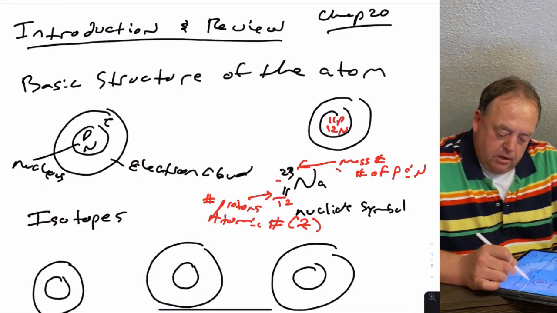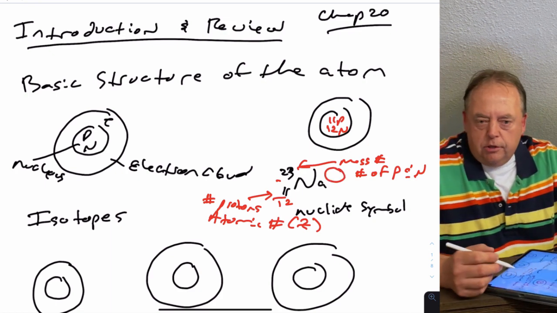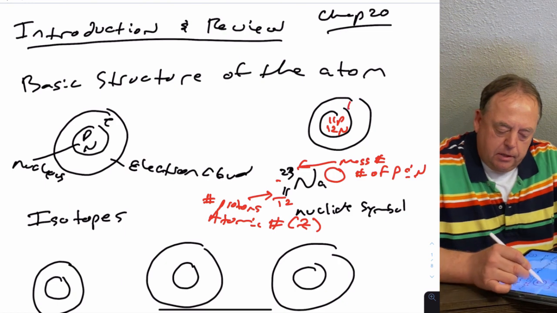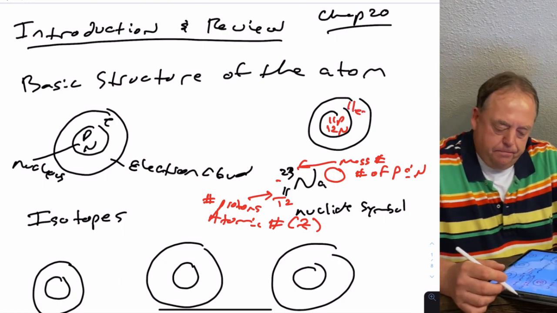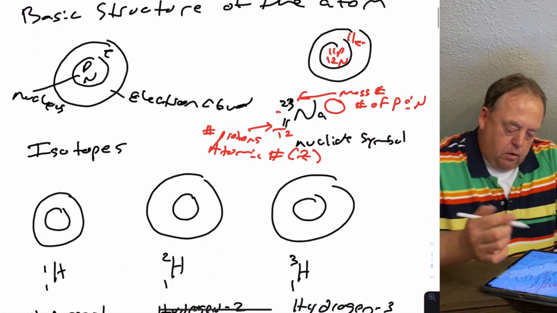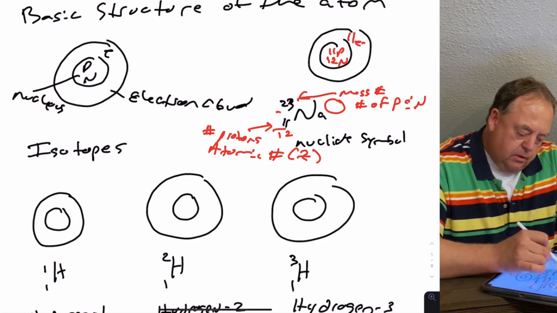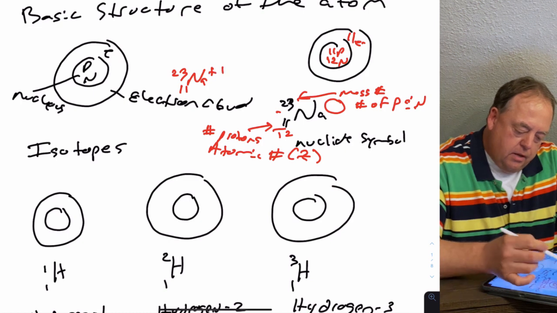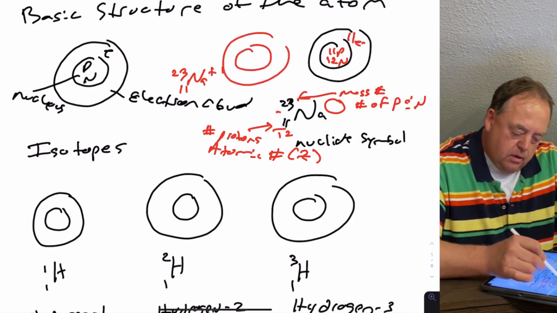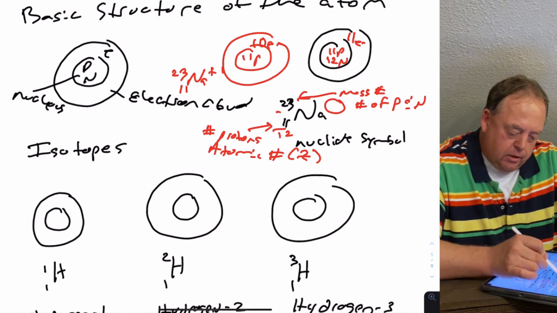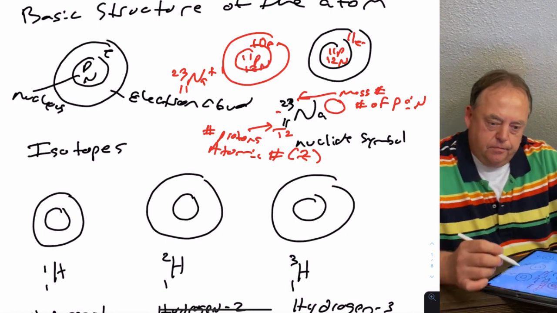And then typically what would be written here is the net charge. So if there's nothing written there, then there must be 11 electrons as well, right? Or if it was plus 1, then there would be only 10 electrons and 11 protons and 12 neutrons.